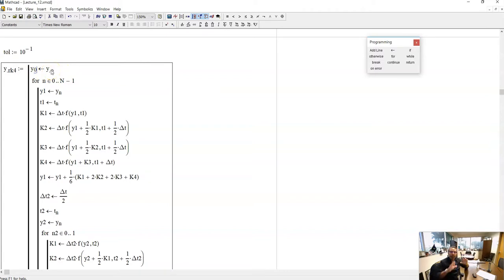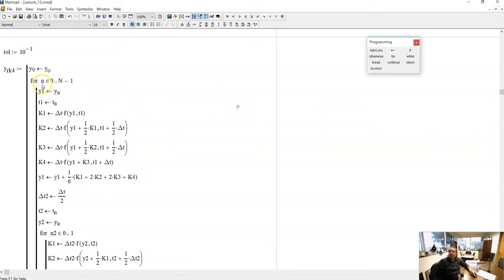So we're assuming that we know the solution. It's not an assumption. We know the solution at the first time level. That's y naught. Now we're going to loop n from 0 to N minus 1, the total number of time steps. So basically from 0 to 9, so that we can approximate the values at the next time level.